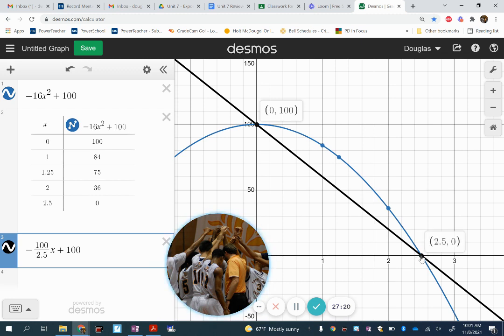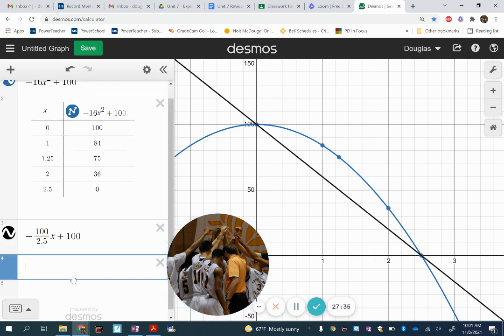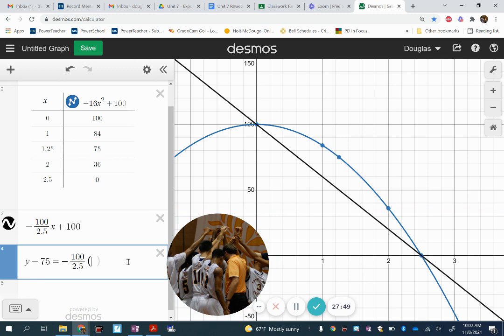So what I'm saying is when I find the tangent line to this curve at t equals 1.25 seconds, it's going to be parallel to this line, which we call the secant line, that connects these endpoints. So watch how I do that. y minus, the y value is 75 for that t value of 1.25, equals, I know the slope is negative 40, or I could say negative 100 over 2.5, times x minus 1.25.